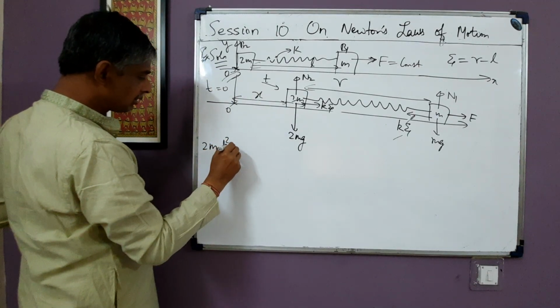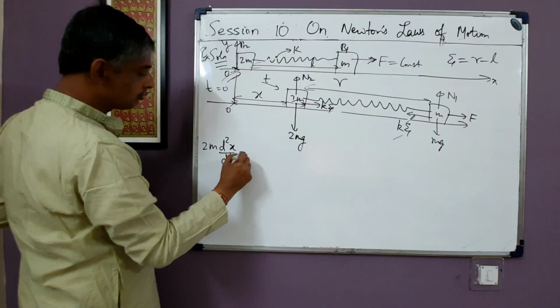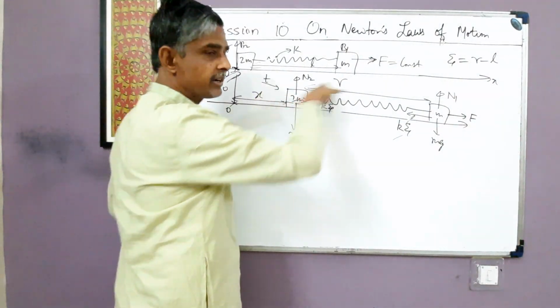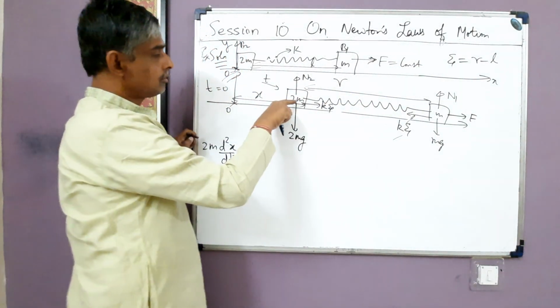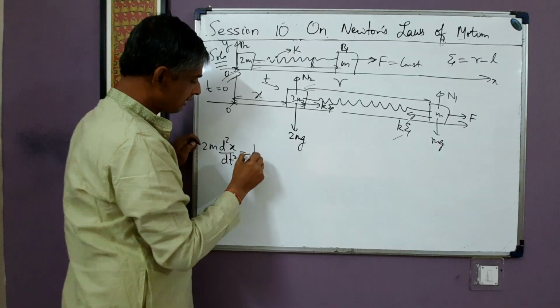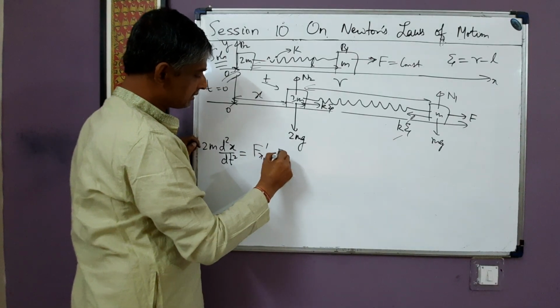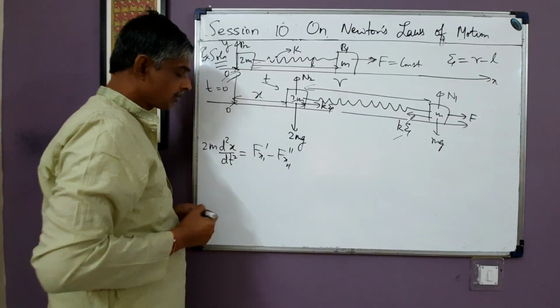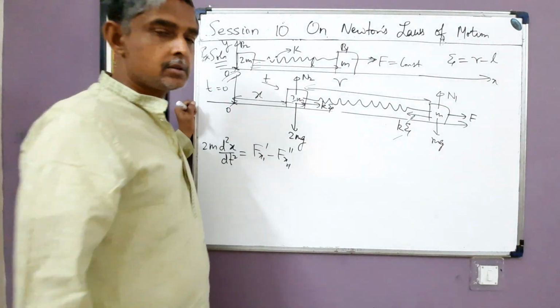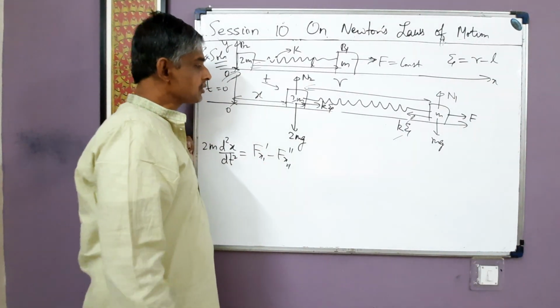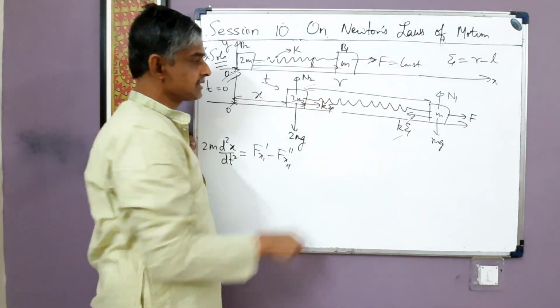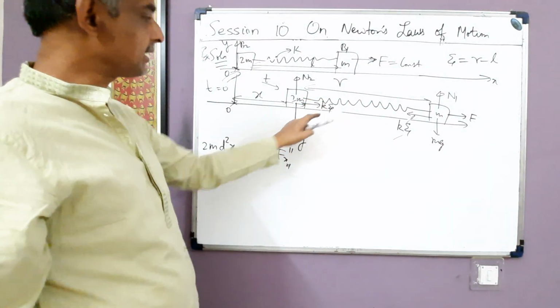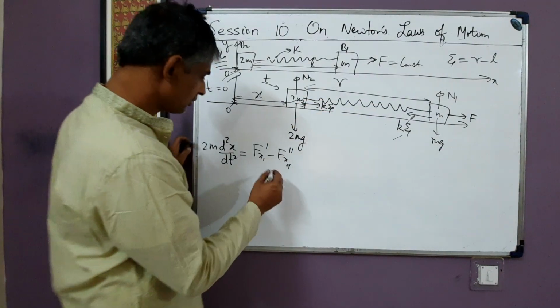2m d2x by dt2 equal to net force on 2m in rightward direction. Now f dash is what? I write it like this: fx1 dash minus fx1 double dash. What is fx1 dash? Sum of x components of all the real forces on 2m which make acute angle with positive x-axis. There is only one force, k epsilon cos 0 degree. So this becomes how much?